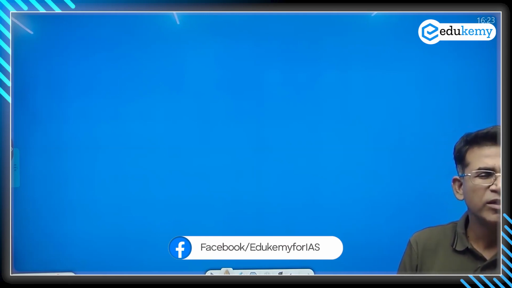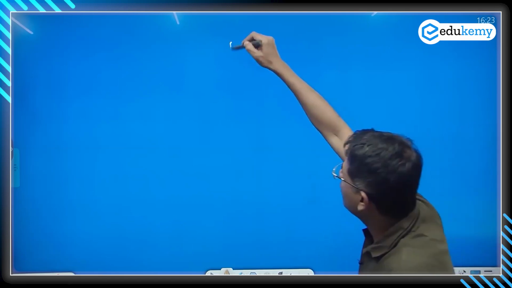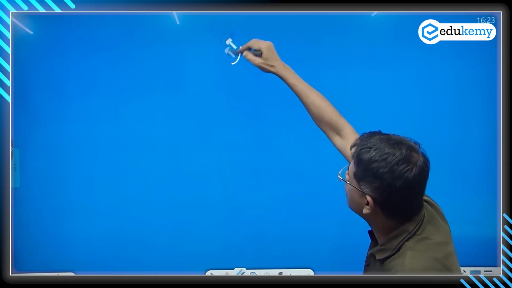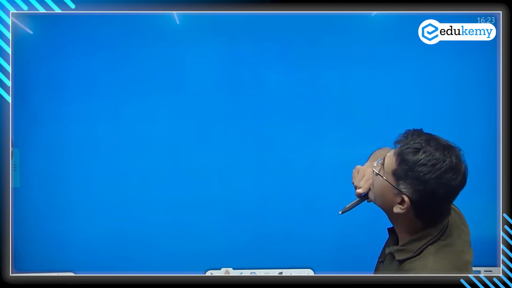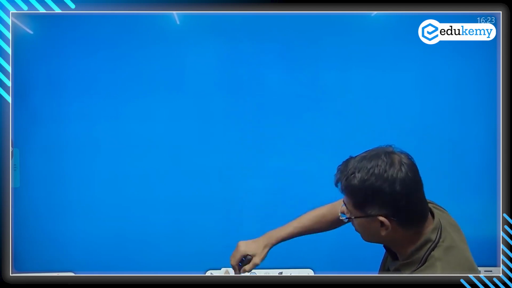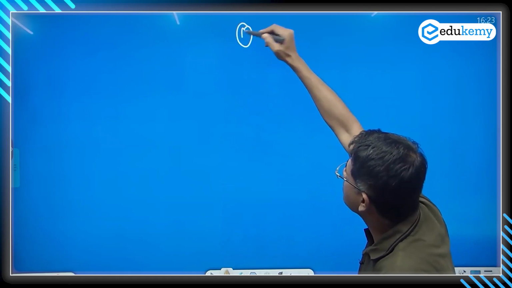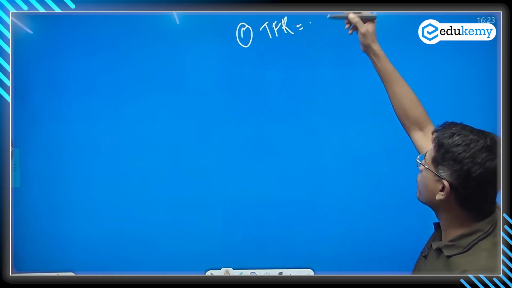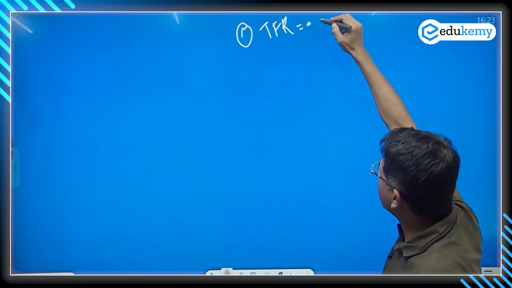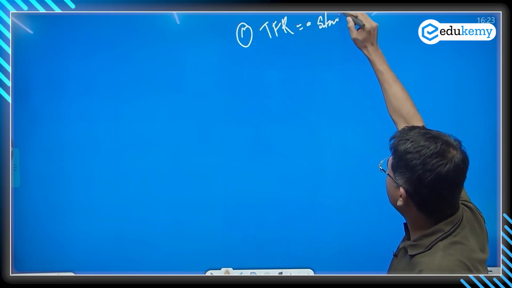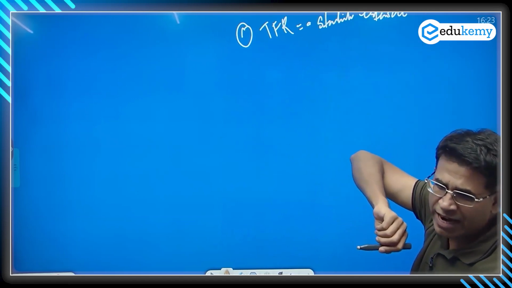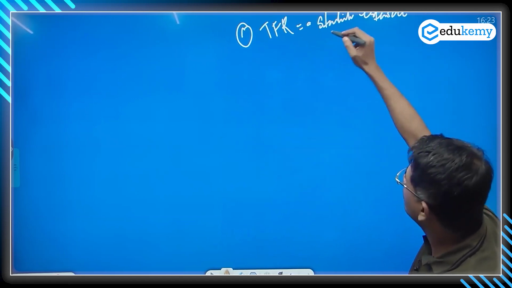Okay, so the first point is, if I give you the structure of the answer, or maybe first explain what all the terms mean. The first point here is you must know what is TFR. Okay, 3-4 points here. TFR is a statistical estimate. TFR is a statistical estimate of what?